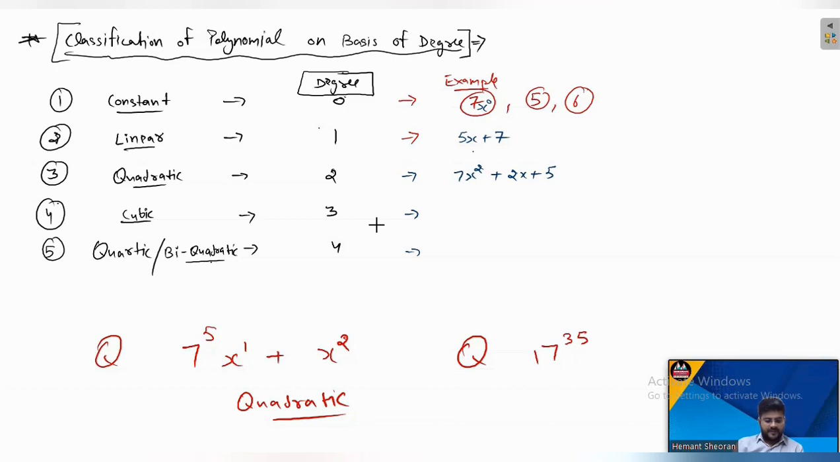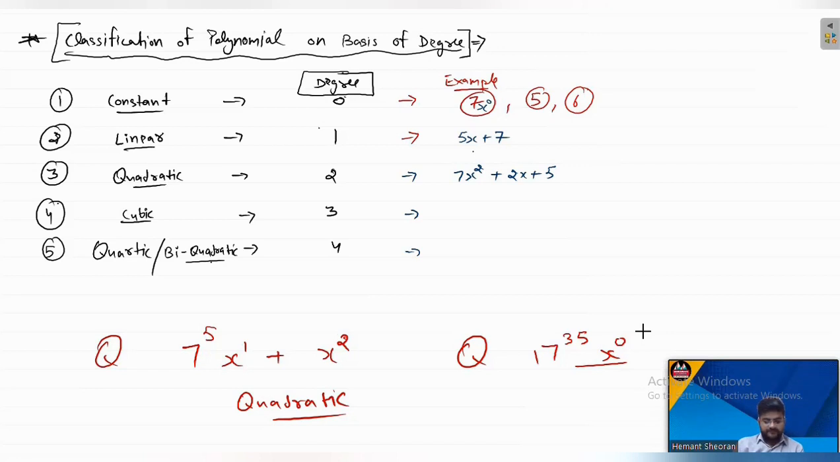I don't get this one. There is no variable in it. It might be possible that the variable is x and the power is 0. That's why it's not visible to you. Get it? Yeah, okay, I get it.